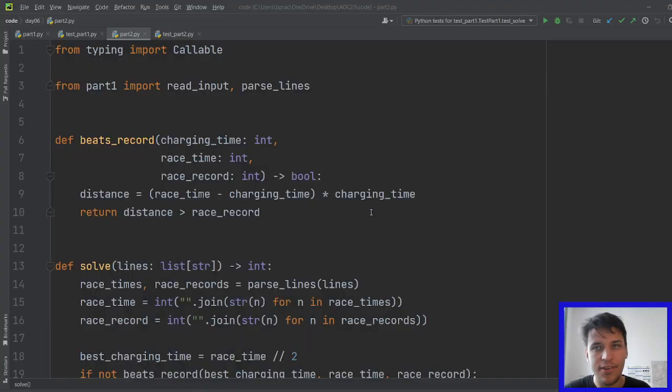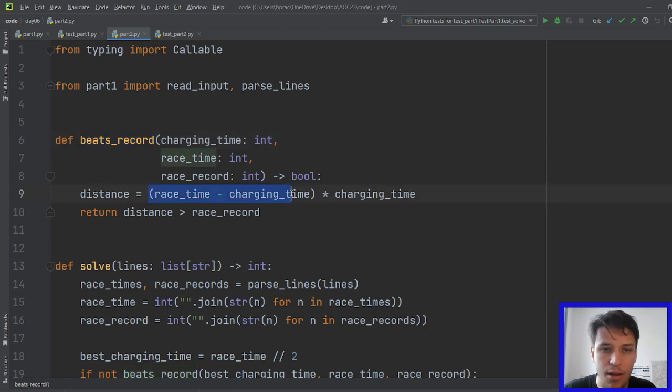Okay, so how can we figure out this time? Since the numbers are larger, it would take much longer to iterate through every single number and check. So in order to do it a bit smarter, we can do something else. First we will define this function, whether a particular charging time beats the record. That's similar to what we used in part 1.